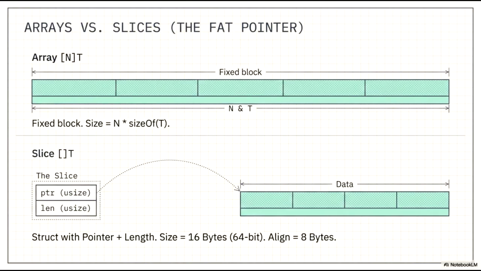Because the size is part of the type definition, it remains constant throughout the life of the array. In contrast, a slice, denoted as []T, is implemented as a fat pointer. Rather than being the data itself, a slice is a structure containing two pieces of metadata: a pointer to the beginning of a data block and the length of that block. Both fields are of type usize. On a 64-bit architecture, this results in a 16-byte structure with an 8-byte alignment. This abstraction allows the slice to act as a dynamic view into a sequence of elements stored elsewhere in memory, providing significantly more flexibility than a standard fixed-size array.